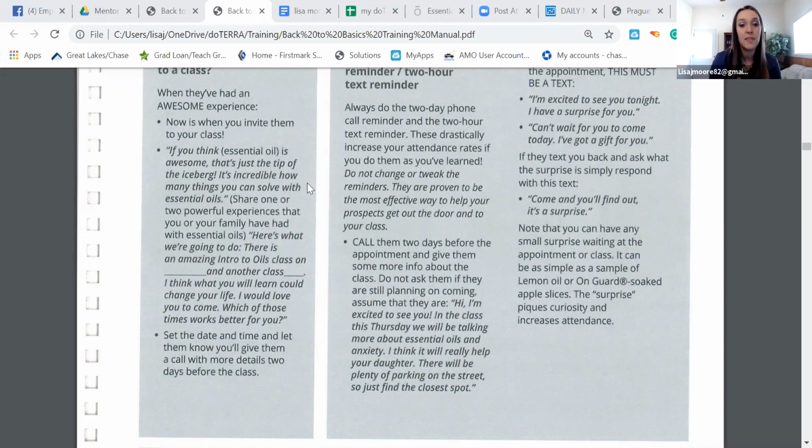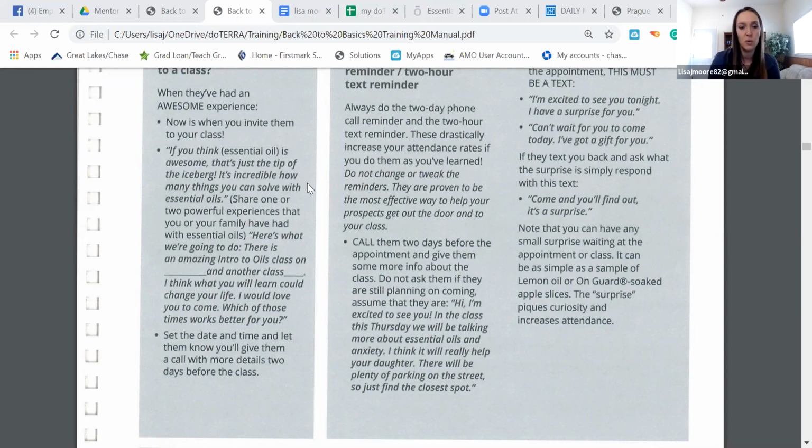Here's what we're going to do. There's an amazing Intro to Oils class on Tuesday and another class the very next Tuesday. And then maybe you have another class happening as well that you're hosting. You could have different options. I think what you will learn could change your life. I know it has mine. I just added that in, sorry. I would love for you to come. Which of those times works better for you? And set a date and time and let them know.